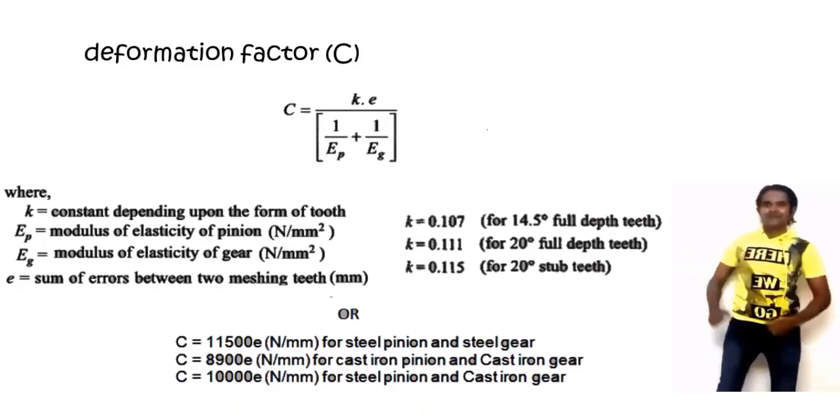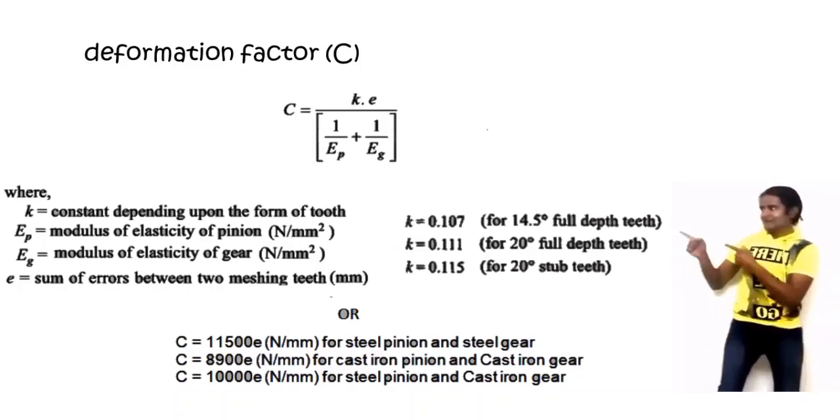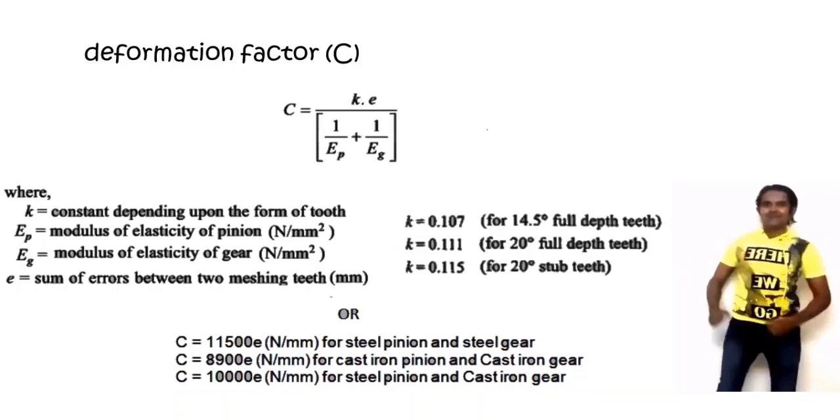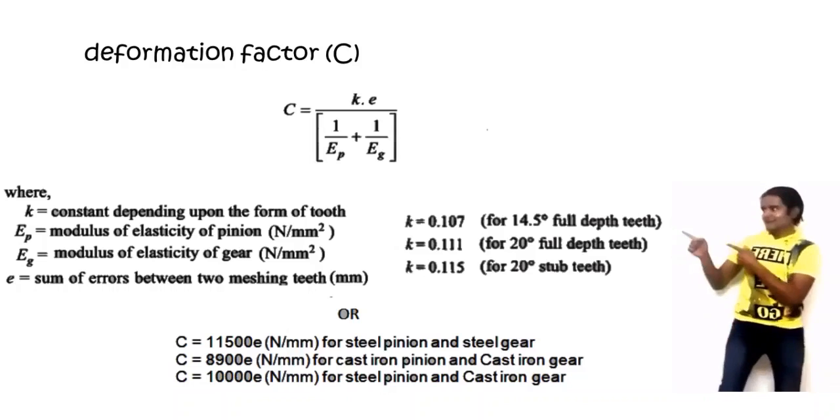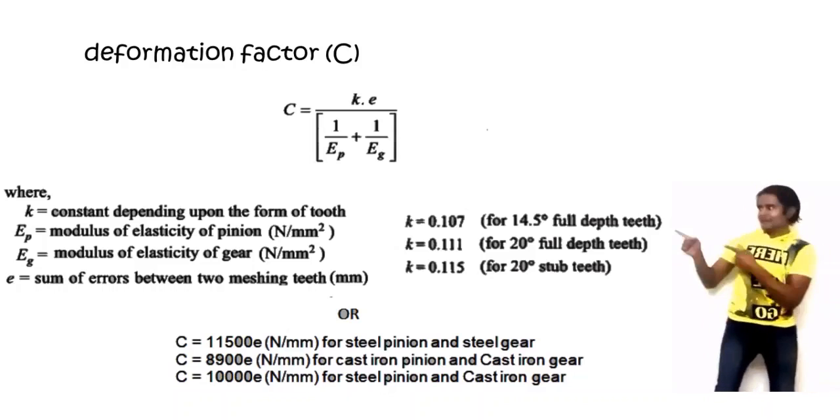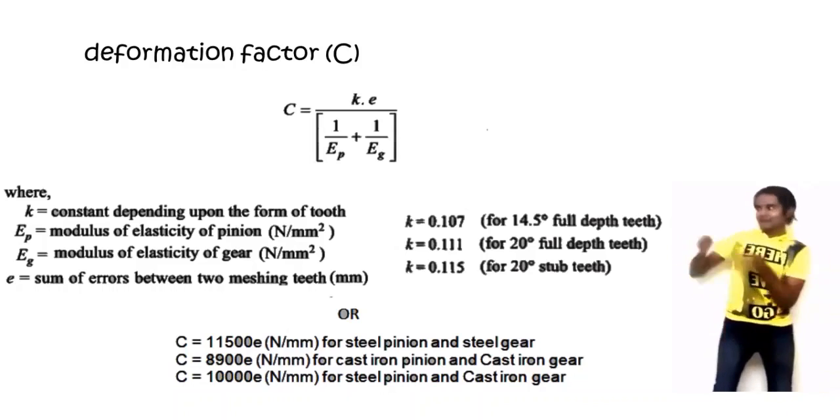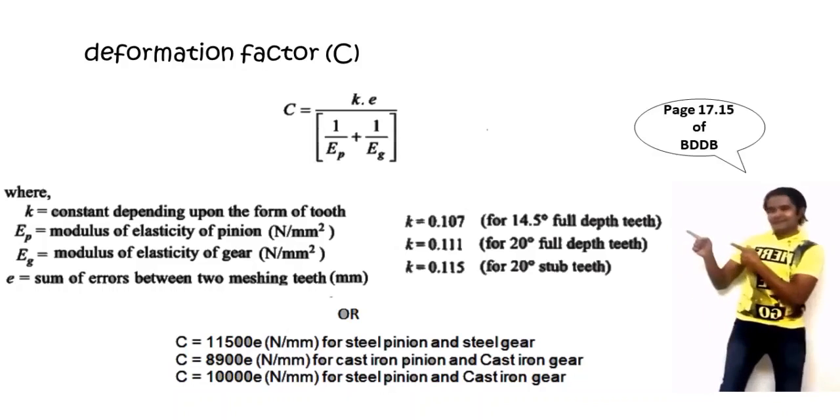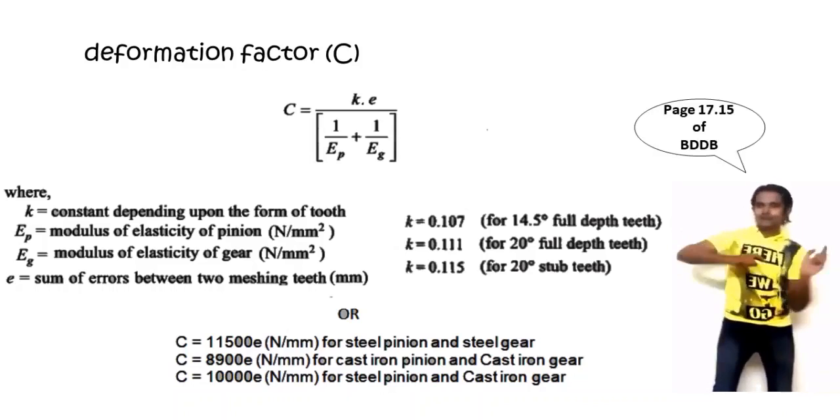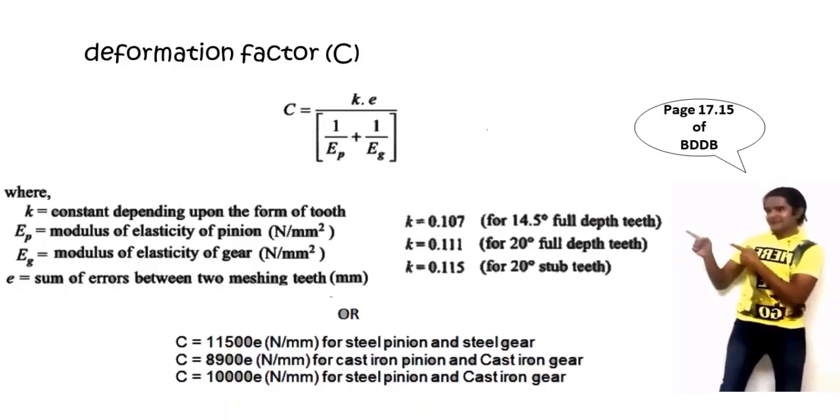But in this also, which C value you have to use depends on the material. If it is a steel pinion and steel gear, then the formula for C will be 11500 into error. If it is a cast iron pinion and cast iron gear, then it is 8900 into error. And if it is a steel pinion and cast iron gear, then it is 10000 into error. Remember, the unit for deformation factor is Newton per mm. These formulas you can find on page number 17.15 of Bhandari design data book.